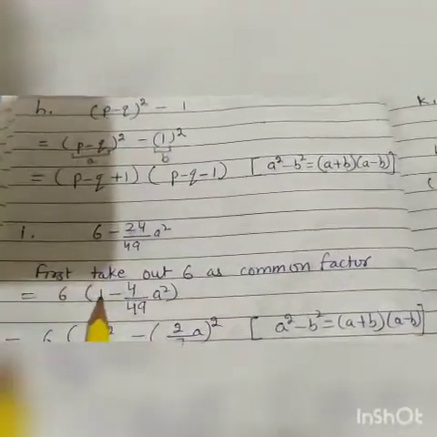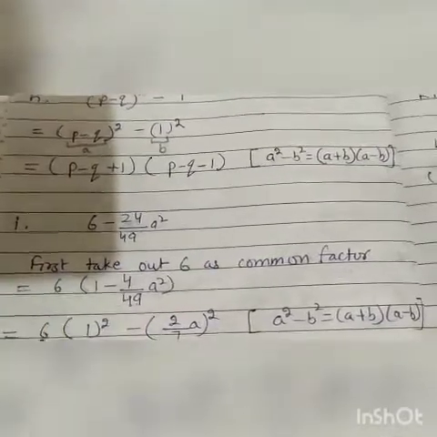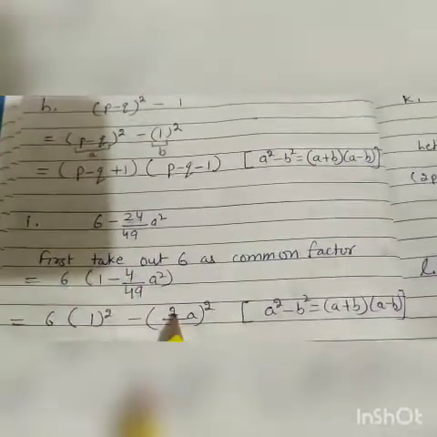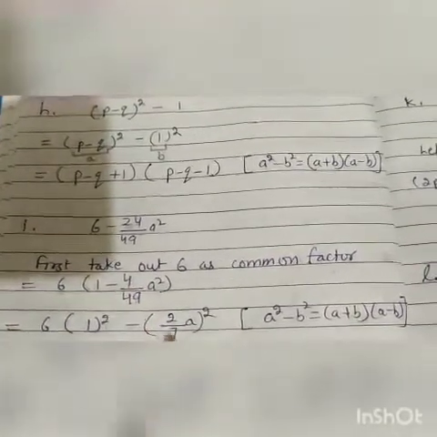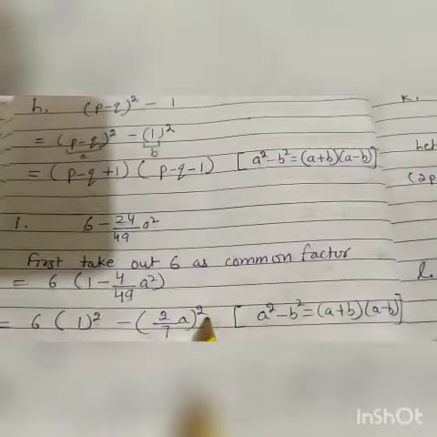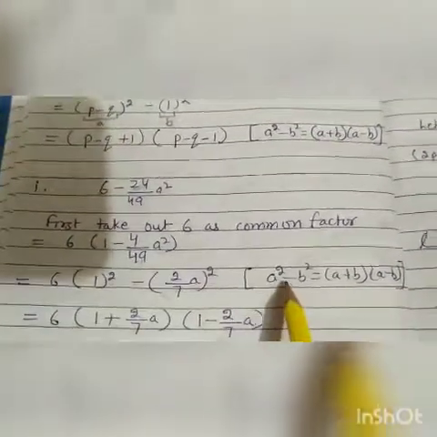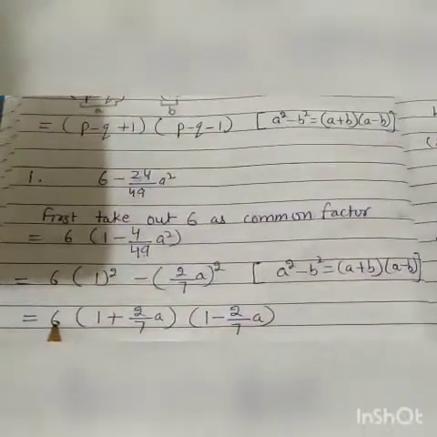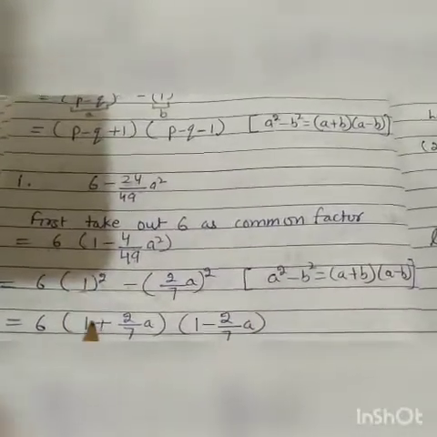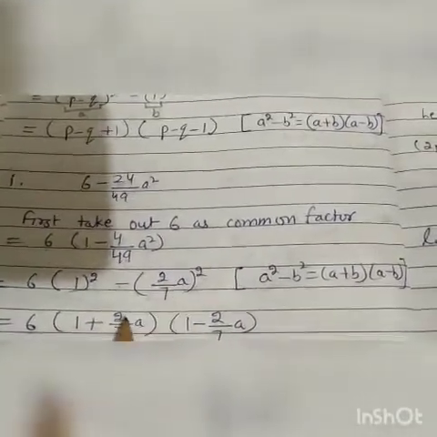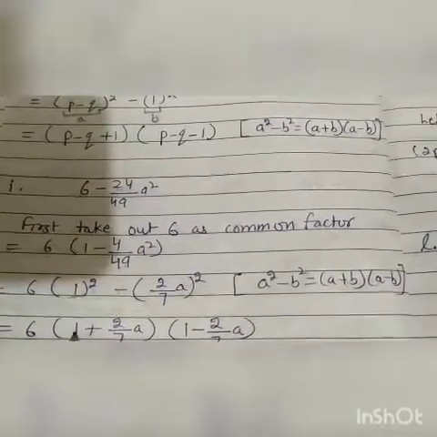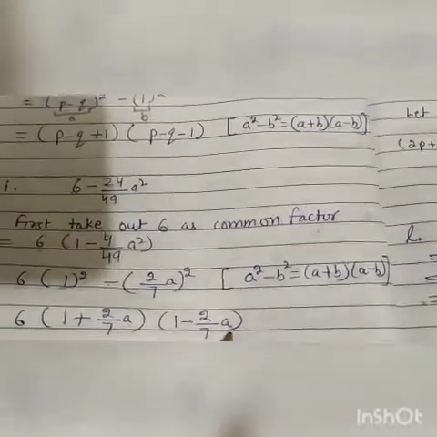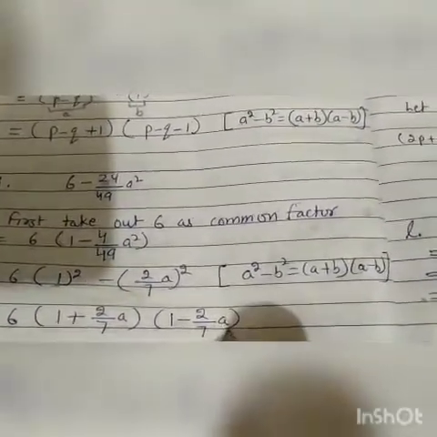Now see, these two terms are both squares. 1 is the square of 1, 4 is the square of 2 and 49 is the square of 7. So 2 upon 7a whole square. Now we will use again the same identity, a square minus b square is equal to a plus b, a minus b. So 6 will be written as it is. a plus b, where b is 2 upon 7a, that is 1 plus 2 upon 7a. Then a minus b, 1 minus 2 upon 7a. Is it clear?